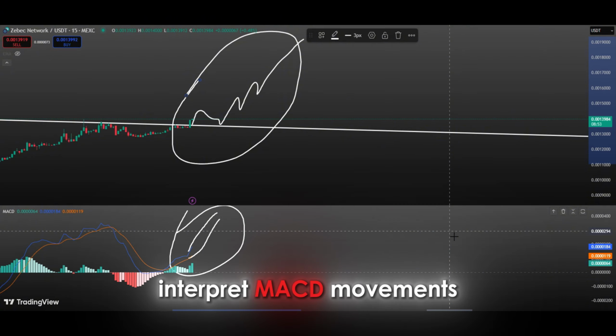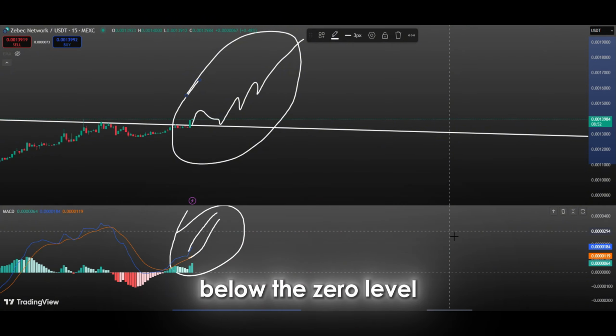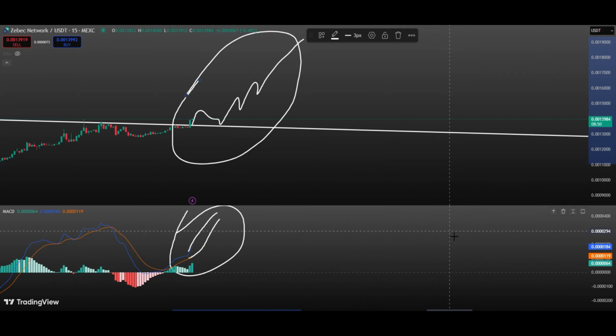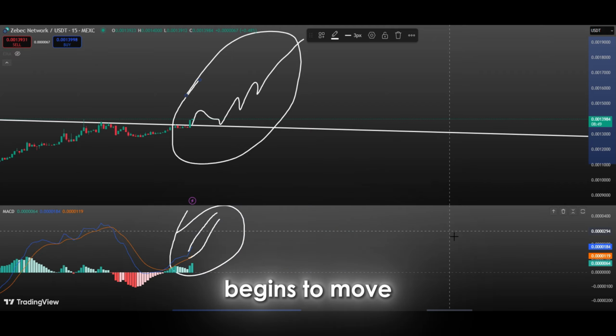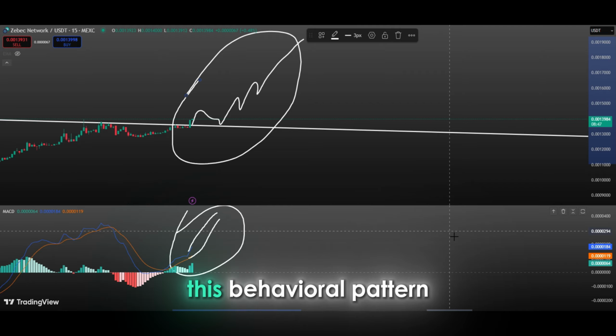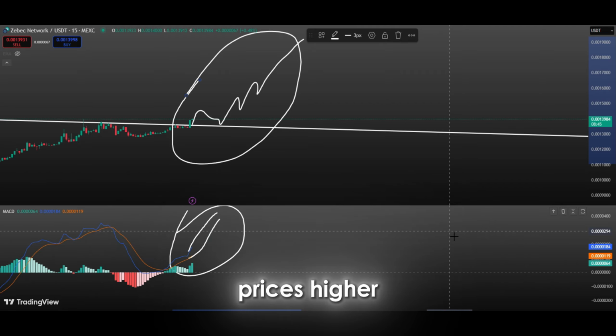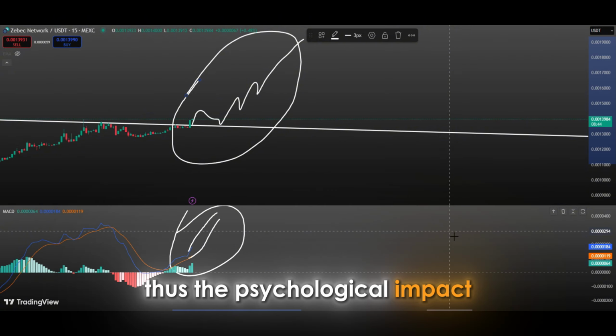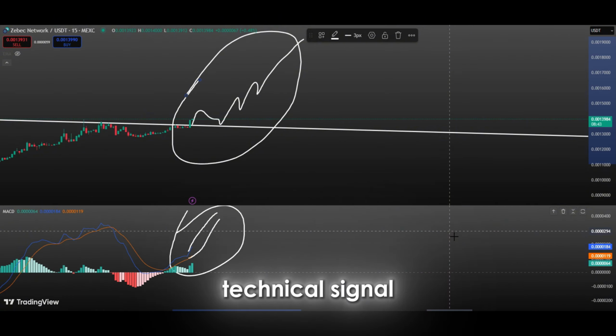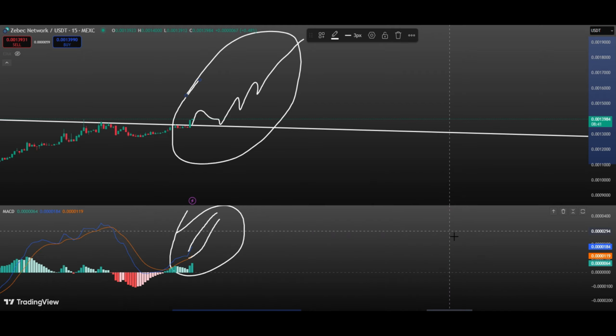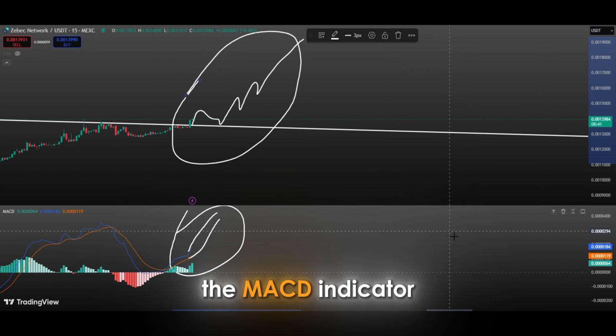Most investors interpret MACD movements below the zero level as bearish signals, and those above it as confirmation of bullish trends. Therefore, when the MACD begins to move above the zero line and trends upward, a large portion of investors perceive this as a buying opportunity. This behavioral pattern leads to increased buying pressure, which in turn drives prices higher. Thus, the psychological impact created by this technical signal directly reflects in the price action, forming a positive feedback loop. It is important to continue monitoring the MACD indicator.